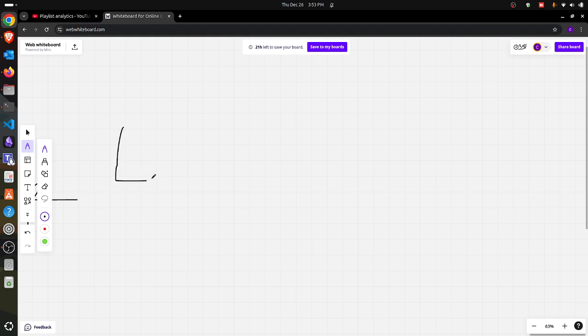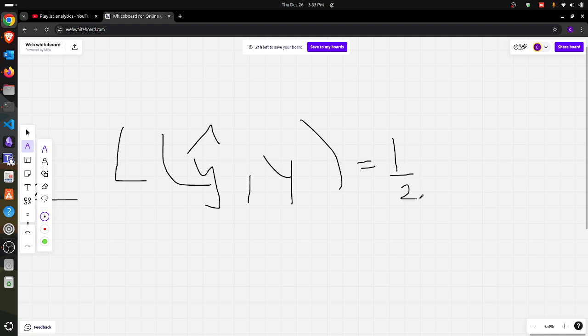So we'll go through the equation again. Loss function of y hat, y is equal to half of y hat minus y, squared.